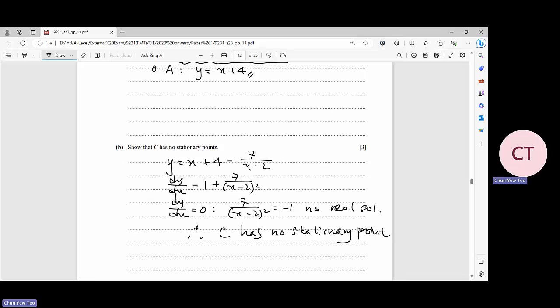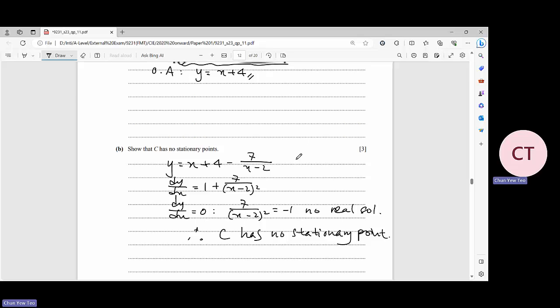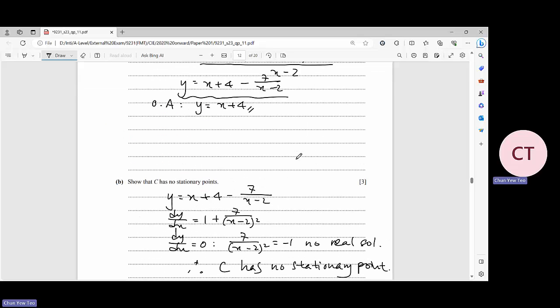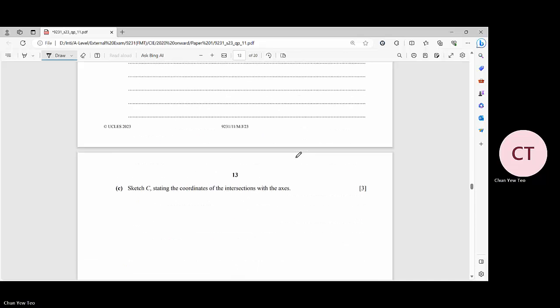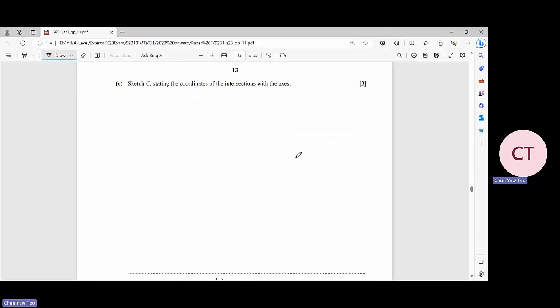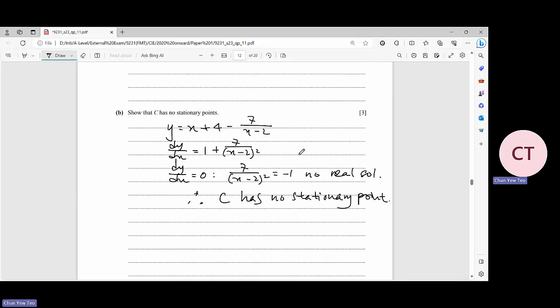Okay, so that will be the answer for question number 6B. Okay, so now we move on. Based on the information given, we have no stationary points. That means the graph cannot have a maximum or minimum. Okay, then we have two asymptotes. We have the oblique asymptote, and then we have the vertical asymptote.